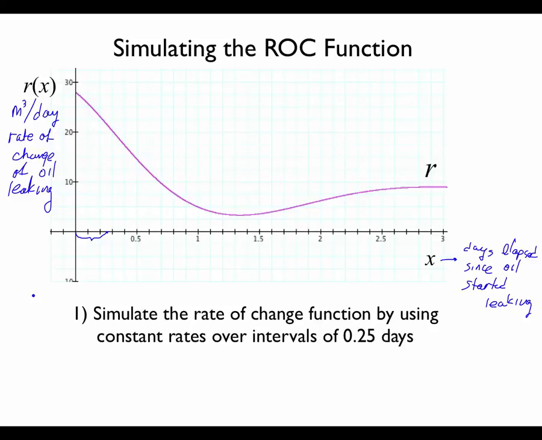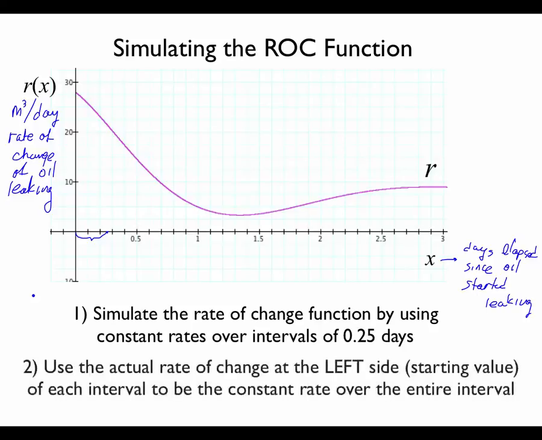There are different systems of choosing exactly what rate value we want for that constant rate, and here's one. Okay, so this is one. We're going to use the actual rate of change at the left side, the starting value, of each interval to be the constant rate over that entire interval. So in that first interval, from 0 to 2.5, what will the value of our constant rate be if I use the actual rate at the left side or starting value of that interval?